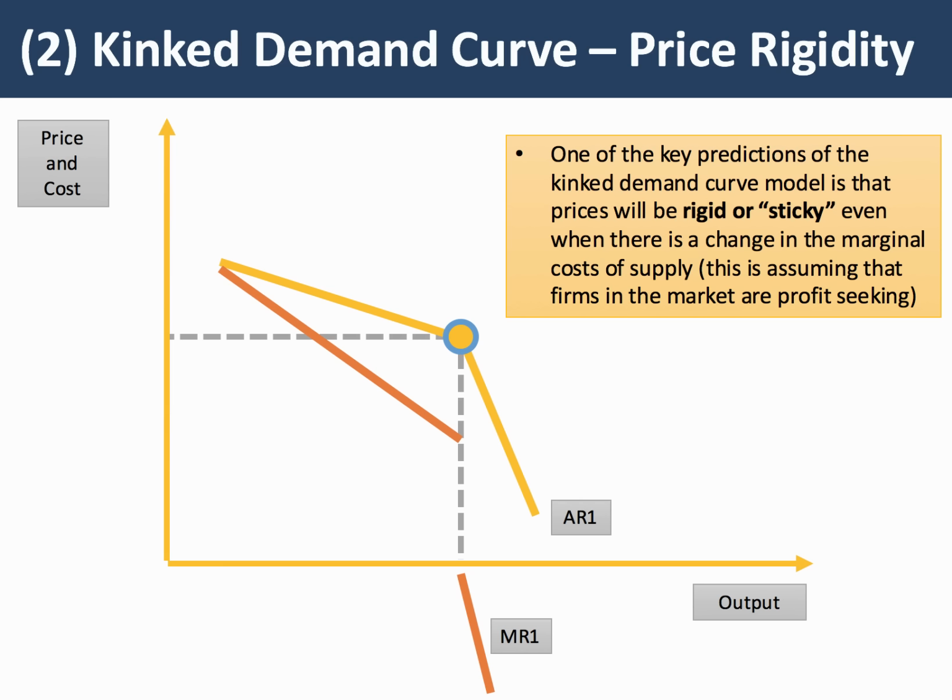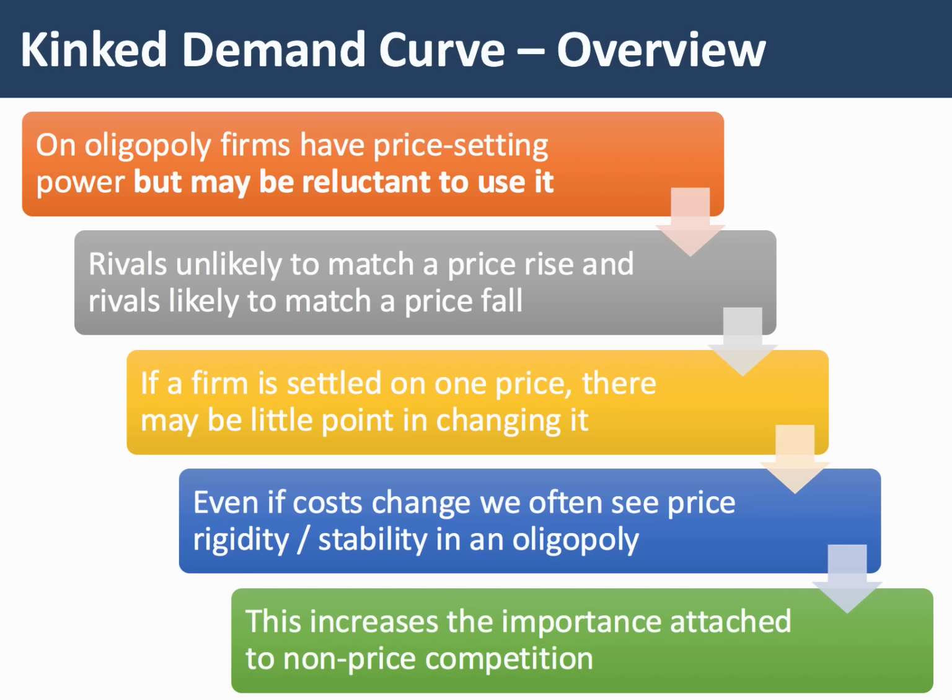Now, one of the key predictions of this demand curve model is that prices may anchor and become rigid or sticky at a certain level. And even if there's a change in the cost of supply, there may be no change in the price. So in oligopoly, firms have price setting power but may be reluctant to use it. Rivals in the market are unlikely to match a price rise but more likely to match a price fall, though nothing can be certain. If a firm has settled to one price, there may be little point in changing it, even if there's a change in costs.